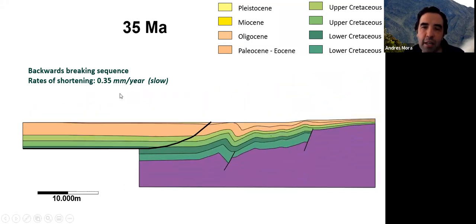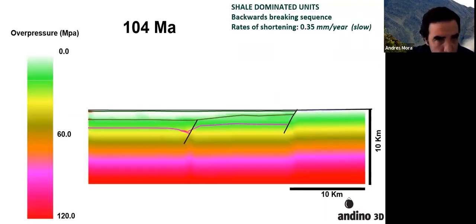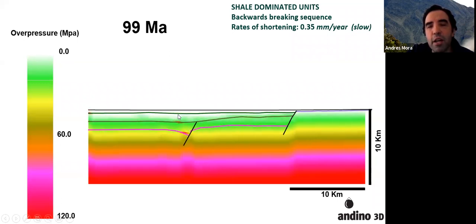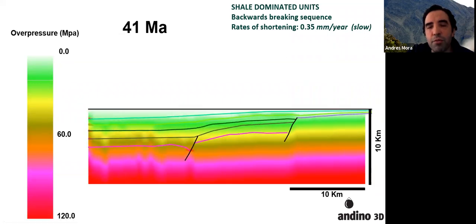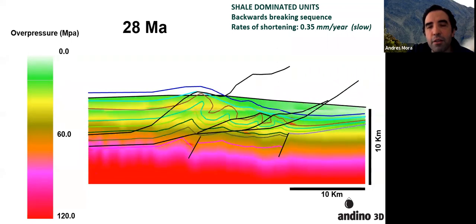Let's see what happens if we check in more detail the evolution of the pore pressure. And let's see what happens when we impose another constraint, which is a shale dominant lithology. What is the effect of the shaley lithology? What we see is that in the beginning, during the rifting time at that place, we already have overpressure at greater depths, but under pressured or close to hydrostatic in shallower levels.